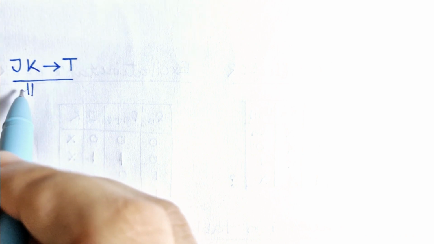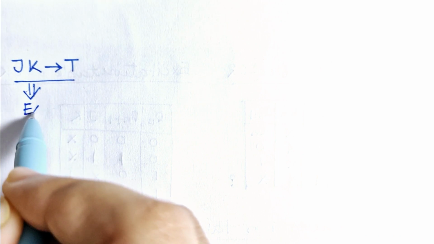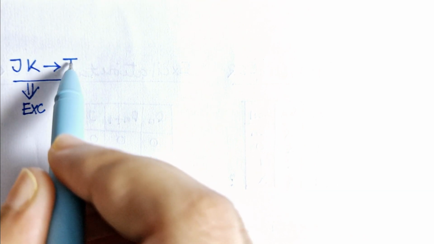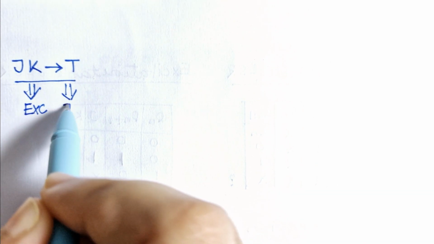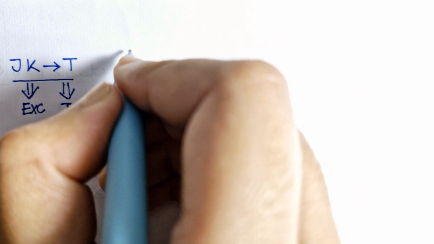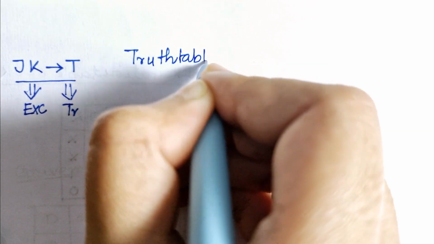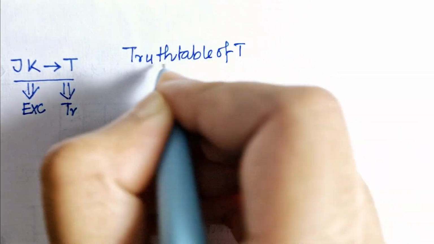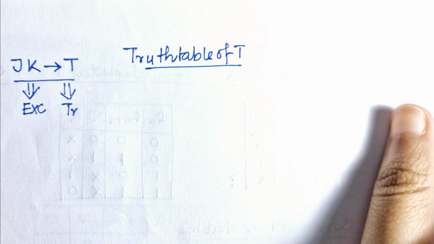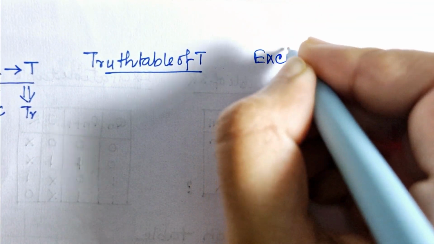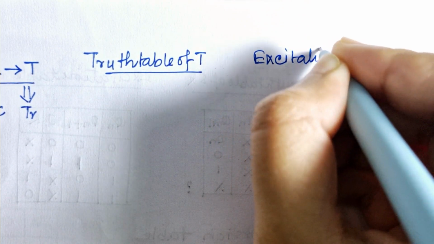So we will require the excitation table of the source, that is the excitation table of JK, and the truth table of the destination, that is the truth table for T. Let us start with the truth table. Truth table of T flip-flop. And here, the excitation table of JK flip-flop.